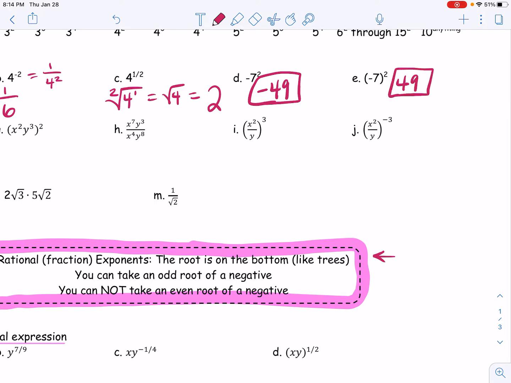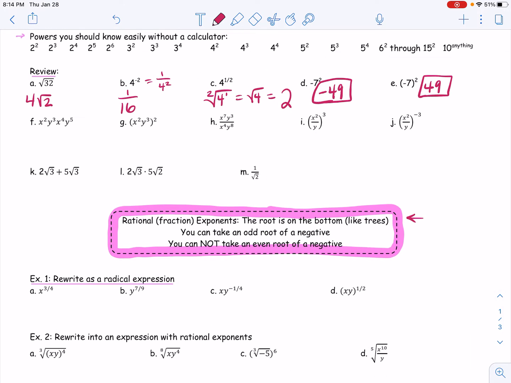So if you are squaring a number and you see a negative and it's not in the parentheses, then your answer is going to be negative. If you are squaring a negative number and it is inside the parentheses, then you will obviously always get that positive. Okay, so we had the 2 here, and the 1 over 16, and the 4.